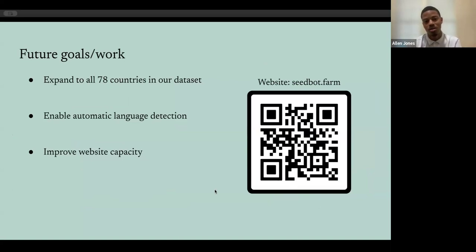We also want to enable automatic language detection, so that if you type in Spanish, it'll respond in Spanish, or you type in Japanese, it'll respond in Japanese. We also want to improve our website capacity.